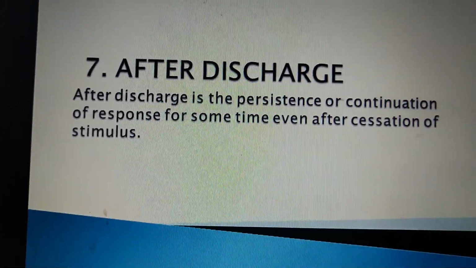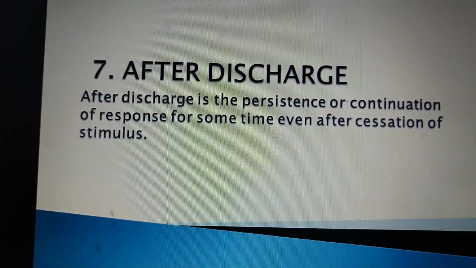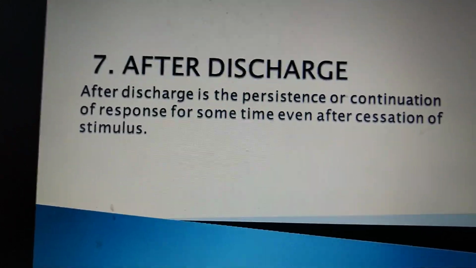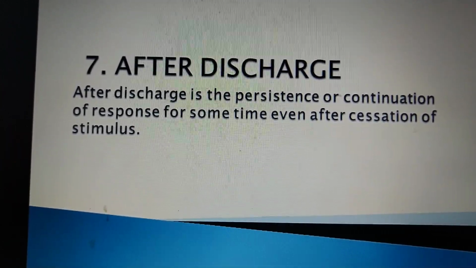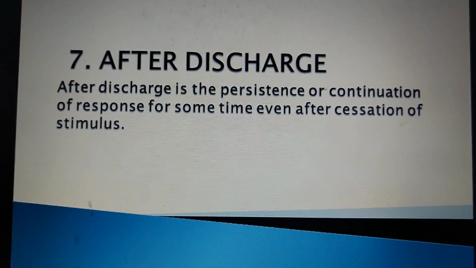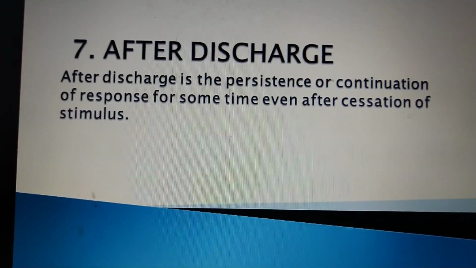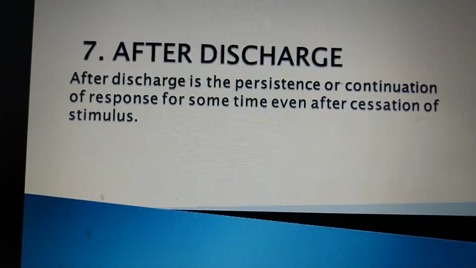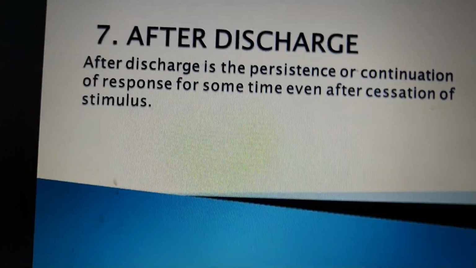The seventh property is after discharge. After discharge is the persistence or continuation of response for some time even after cessation of the stimulus. When you stimulate a nerve continuously for some time and suddenly you stop stimulating, even after you stop stimulating, for some time the nerve will get stimulated on its own. This phenomenon is known as after discharge.